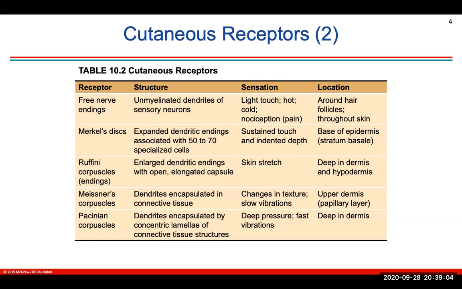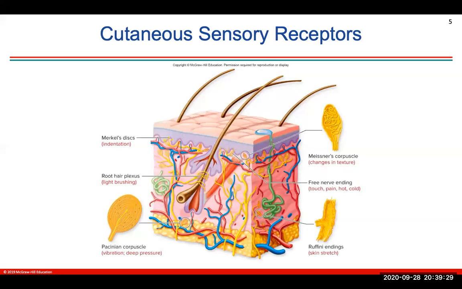Free nerve endings help with light touch, hot, cold. Nociception is another word for pain. Merkel's discs are associated with detecting sustained touch and indented depth. Ruffini corpuscles help detect skin stretch. Meissner's corpuscles help detect changes in texture and slow vibrations, and Pacinian corpuscles help detect deeper pressures and fast vibrations.